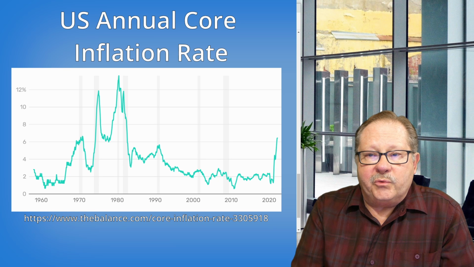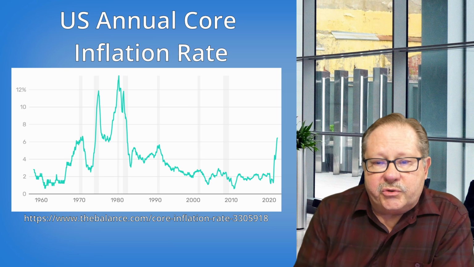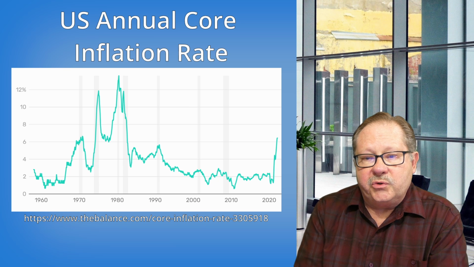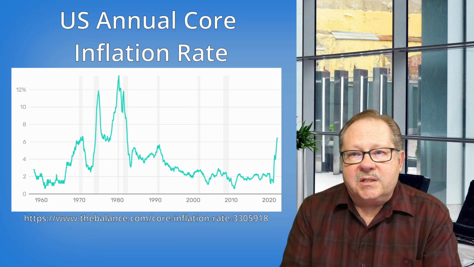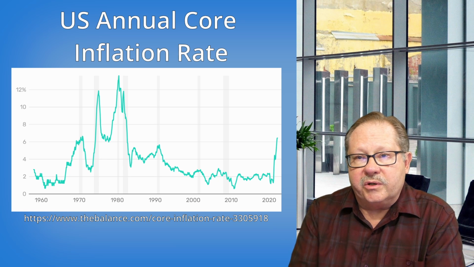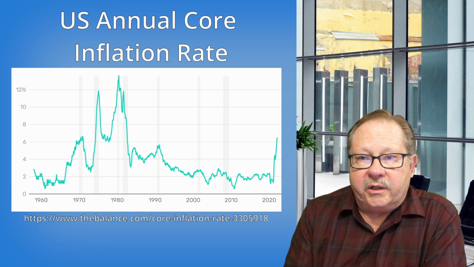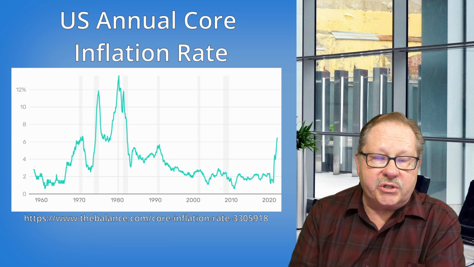Over time, we've got this chart here. And this chart shows that from about 2000 on, we've had a relatively low inflation rate at right around the 2% mark. Now, what's interesting about that is this inflation rate that they show here is going to be the core inflation rate. Currently, last month, that was at 6.6%.